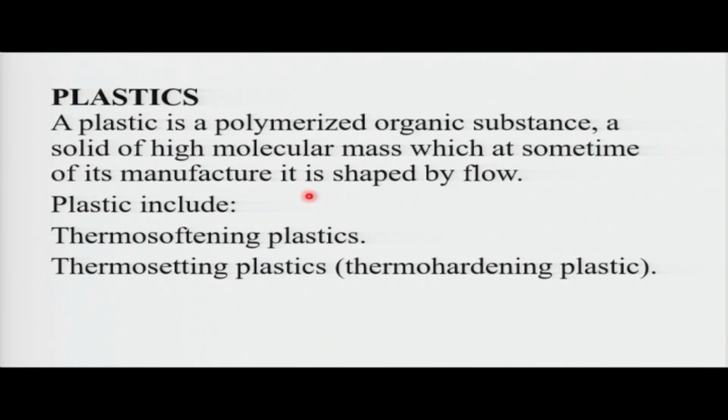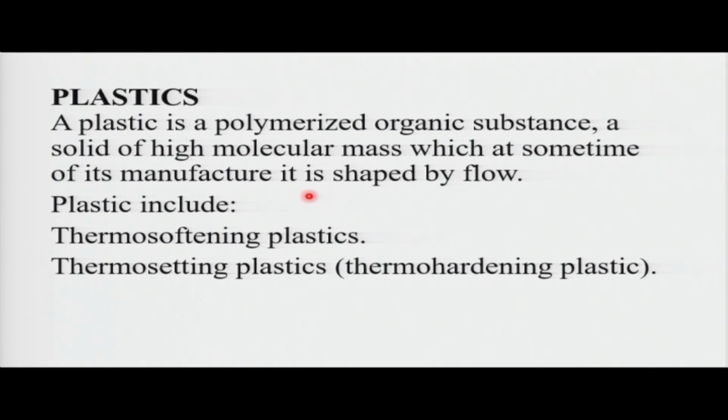So let's go to today's topic, or today's lesson. Today's lesson, we are basically talking about plastics. Sometimes when we are talking about polymers, we use them interchangeably. We talk about polymers, and sometimes we call them plastics. So we are going to describe our polymers in form of plastics. When someone talks of a plastic in chemistry, we say a plastic is a polymerized organic substance. So from that note, we recognize that every plastic should be a what? A polymer, but not every polymer should be a what? A plastic. So a solid of high molecular mass, which at some time of its manufacture is shaped by flow.